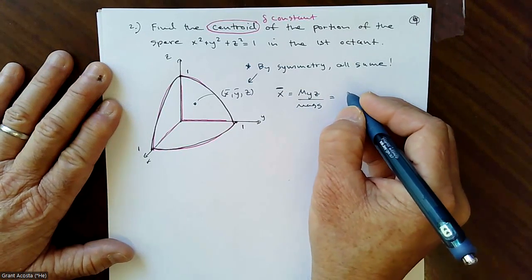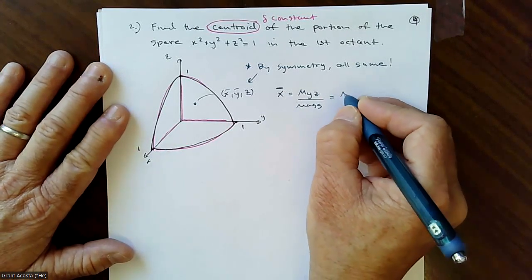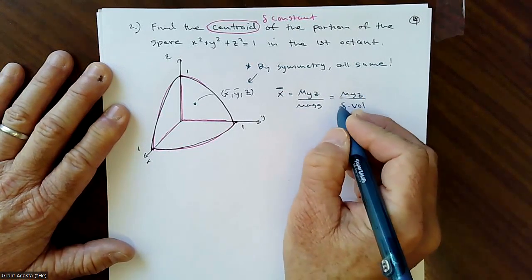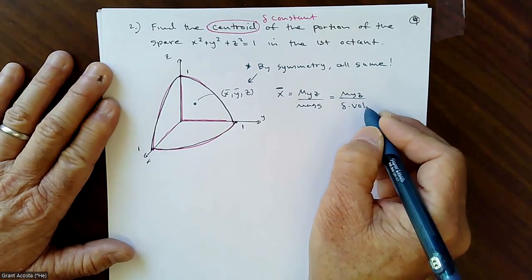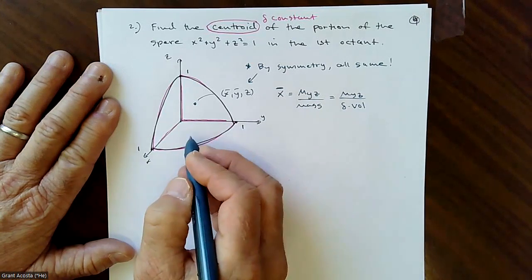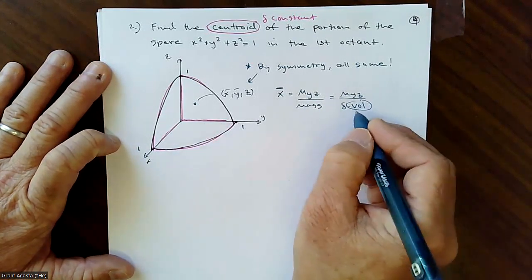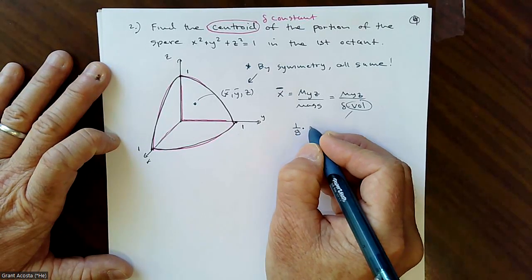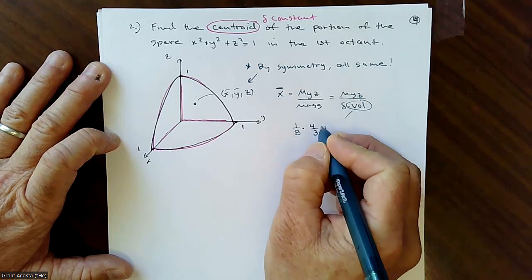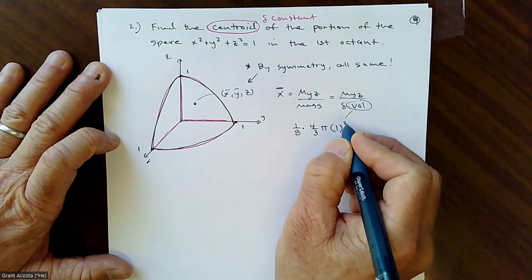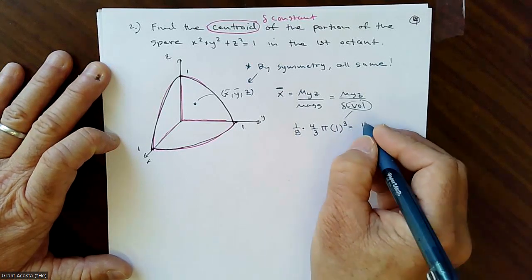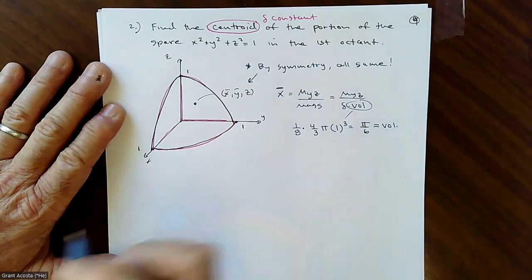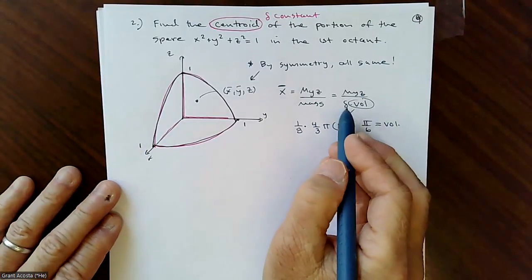And of course, the mass is the density times the volume, and we're pretending the density is constant. We could find the volume of this if we recognize that this is 1/8 of a sphere. The volume formula for a sphere is 4/3 pi r cubed, but my r is 1. So the volume is really pi over 6. That's my volume. So we've got the denominator here.